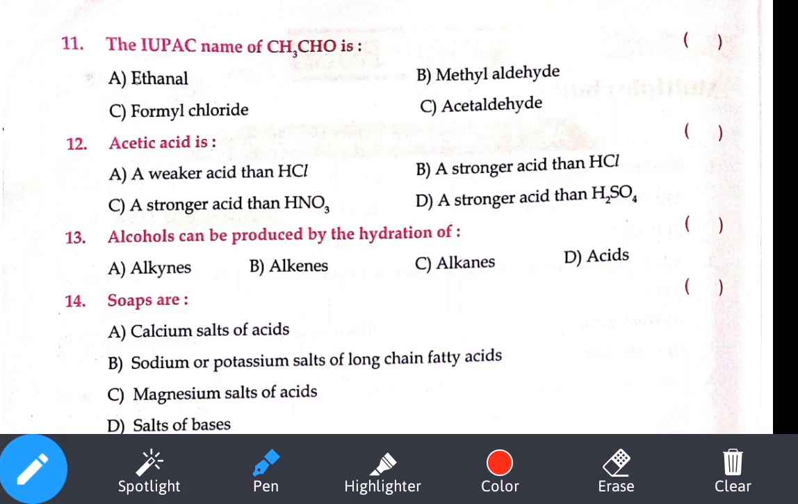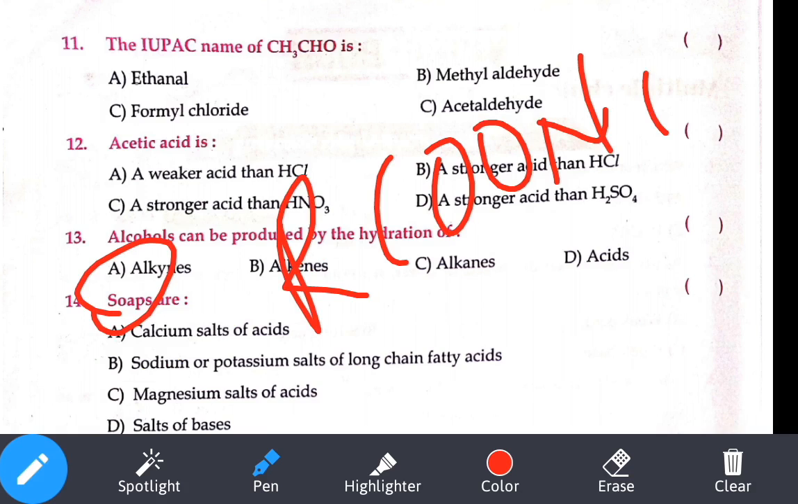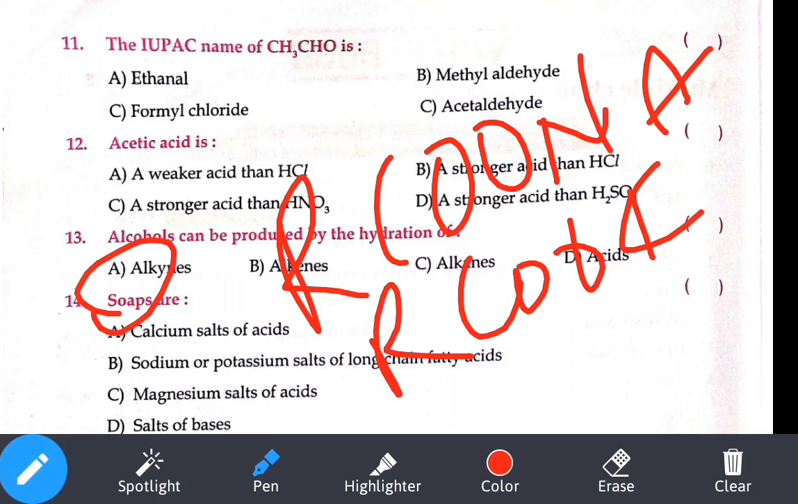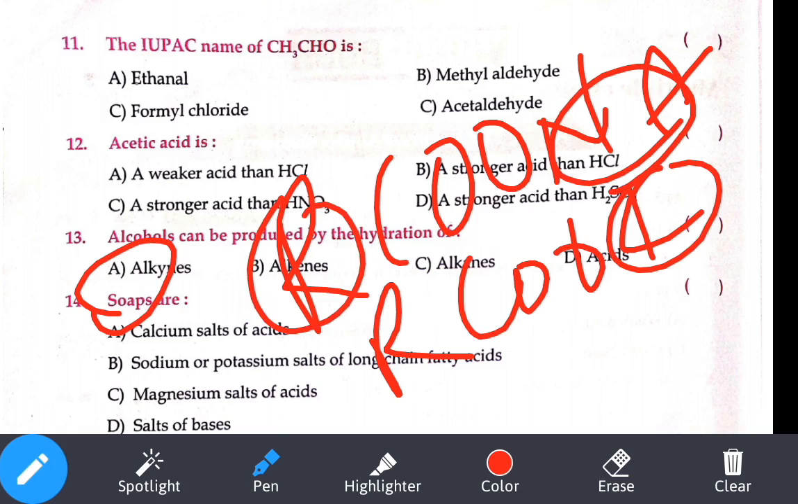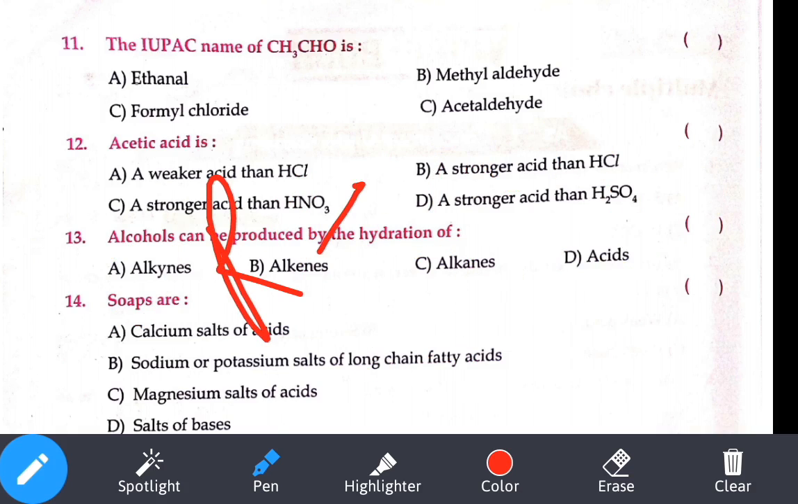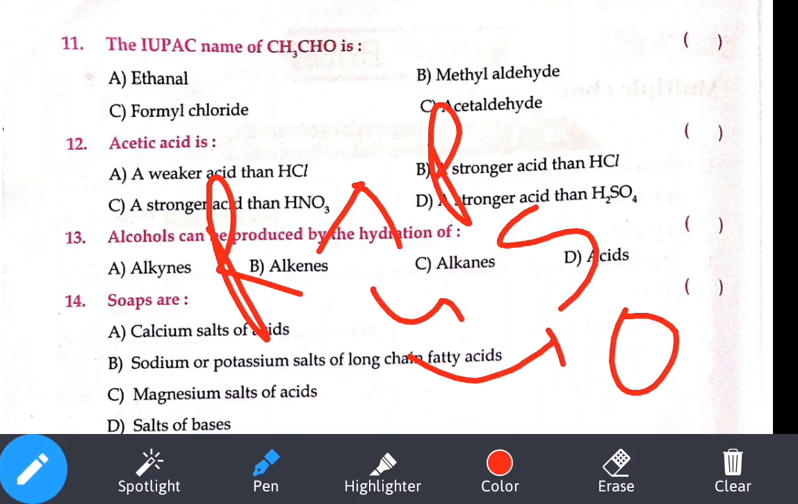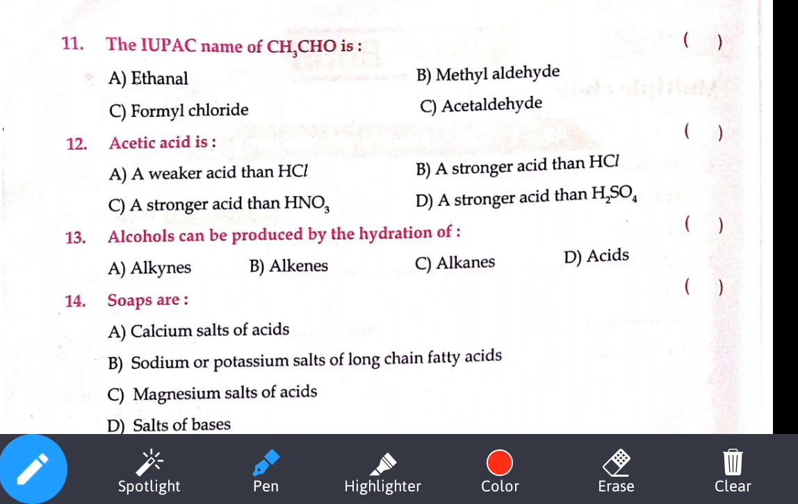Next, soaps are what? Soaps are sodium or potassium salts of long chain higher fatty acids. Means what is the chemical formula for soap? RCOONa, or we can say RCOOK. So sodium or potassium salts of higher fatty acids. R can be palmitic acid, R can be stearic acid, R can be oleic acid, can be anything.